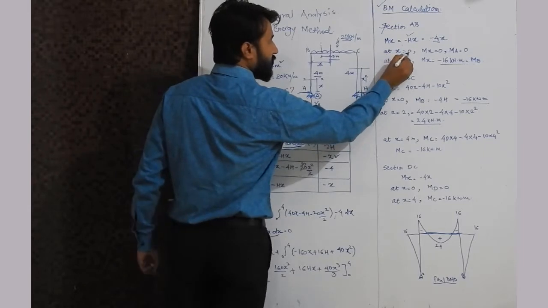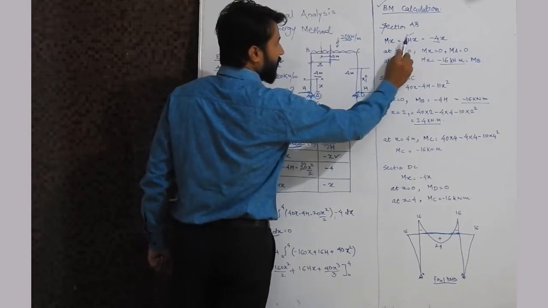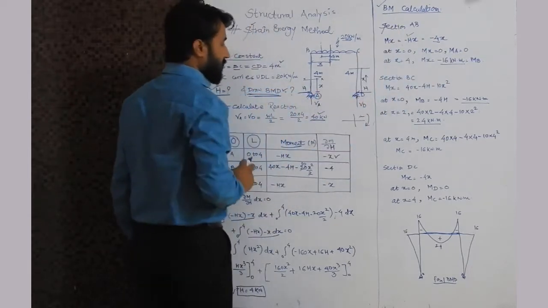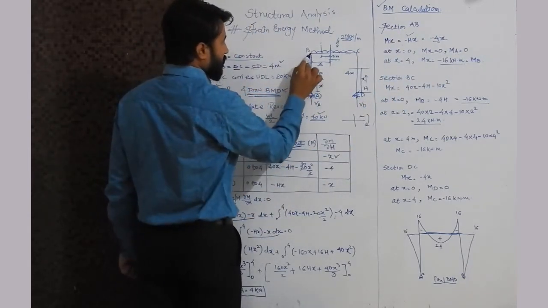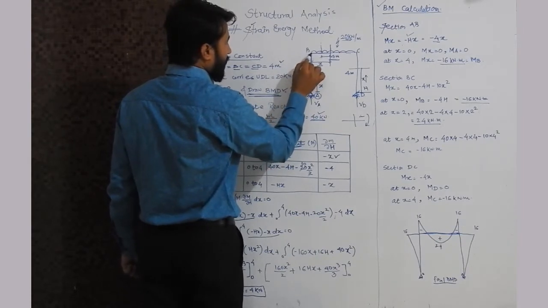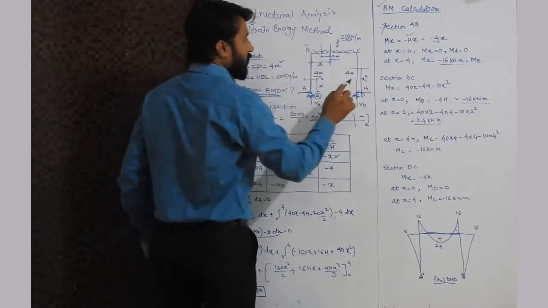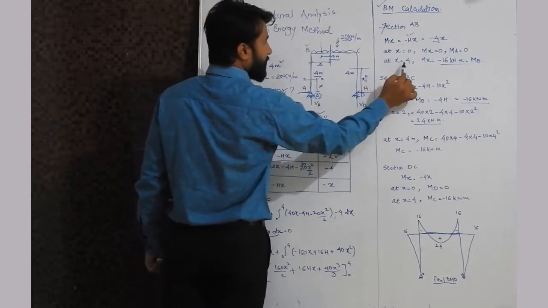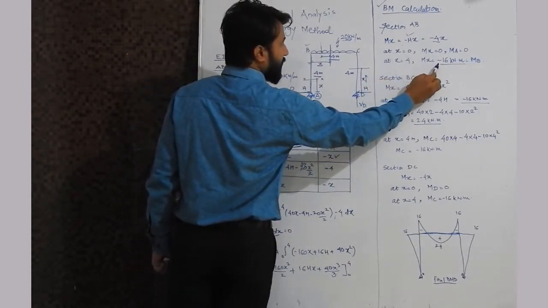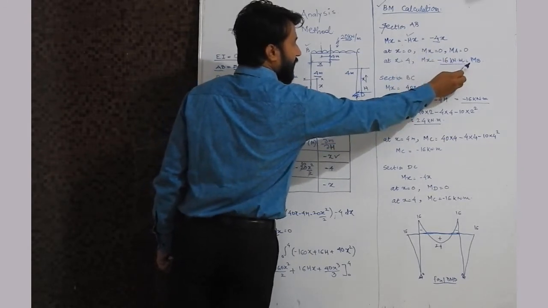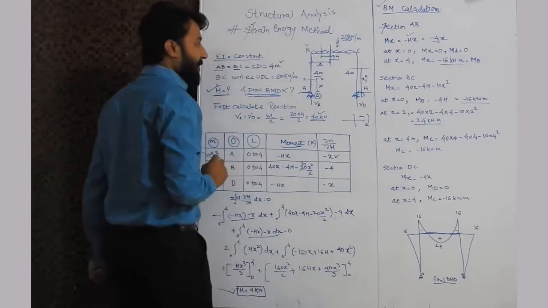So at x equals 0, Mx will be 0 because minus 4 into 0 will be 0. So MA is equal to 0. Now at x equals 4, that 4 is at point B. So whatever moment we are calculating, that moment will be MB. So at x equals 4, the Mx equals 60 minus 60 minus 4 into 4, that is minus 16 kilonewton meter, and that moment is nothing but moment B.